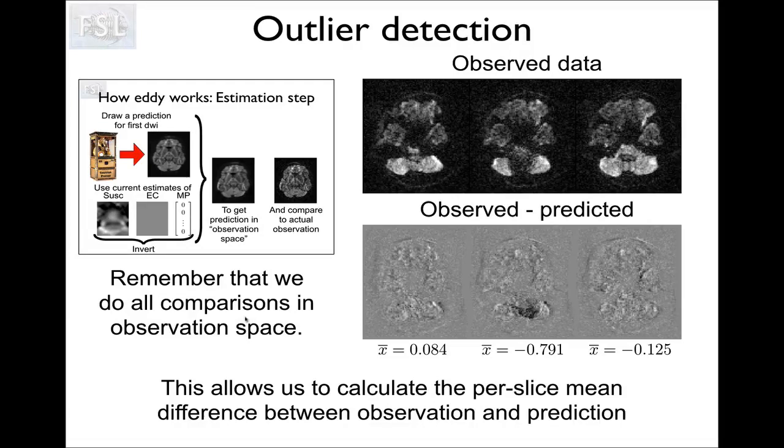So remember that we do all the comparison in observation space, and that means that for each and every one of these slices we can compare the observed and the predicted.